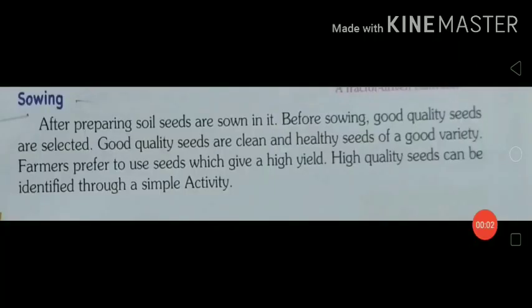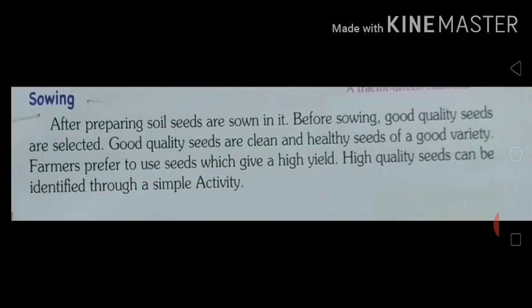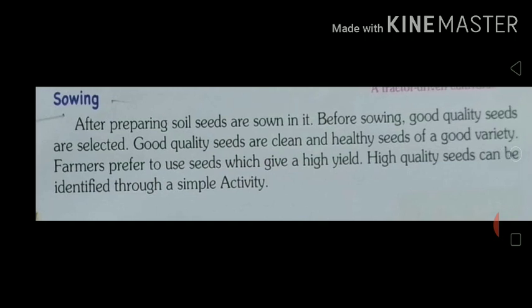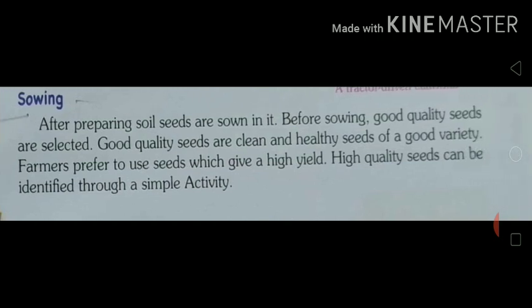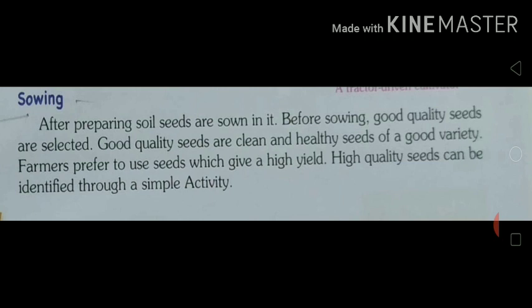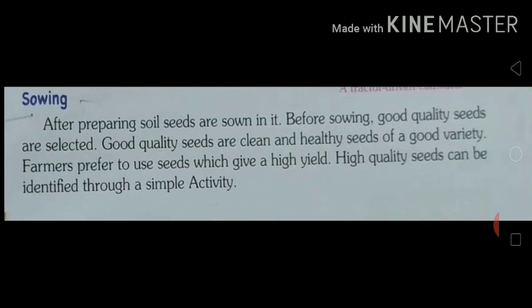So after preparation of soil, next is sowing. After preparing the soil, seeds are sown in it. Before sowing, good quality seeds are selected. Good quality seeds are clean and healthy seeds of good variety. Farmers prefer to use seeds which give a high yield. A high quality seed can be identified through a simple activity.